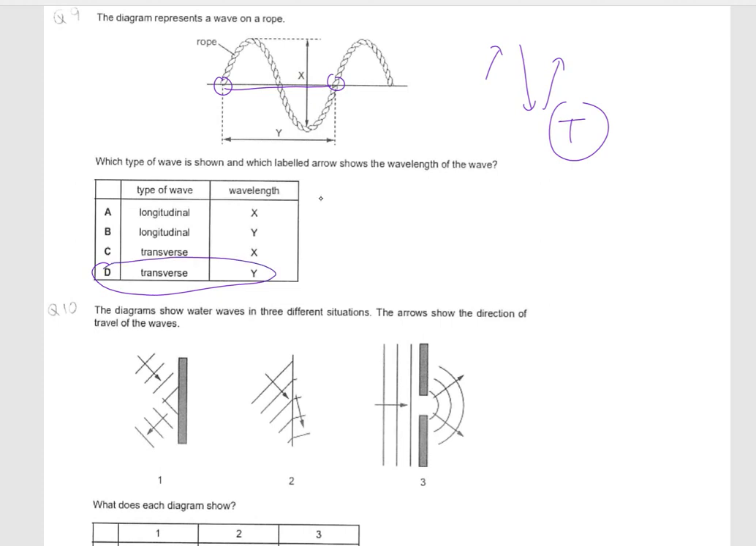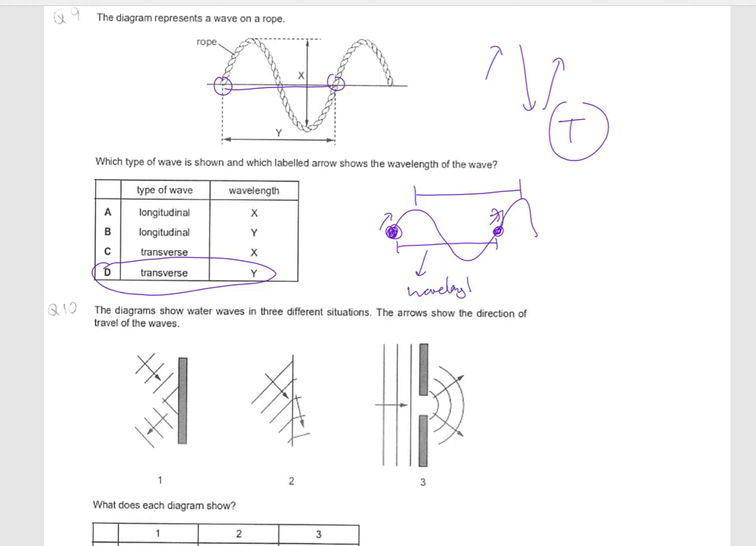Okay, so remember, wavelength can be from one peak to the next peak, also from one point to the next same point. Because at this point the wave goes up, so therefore at this point the wave also goes up. So this is also a wavelength.